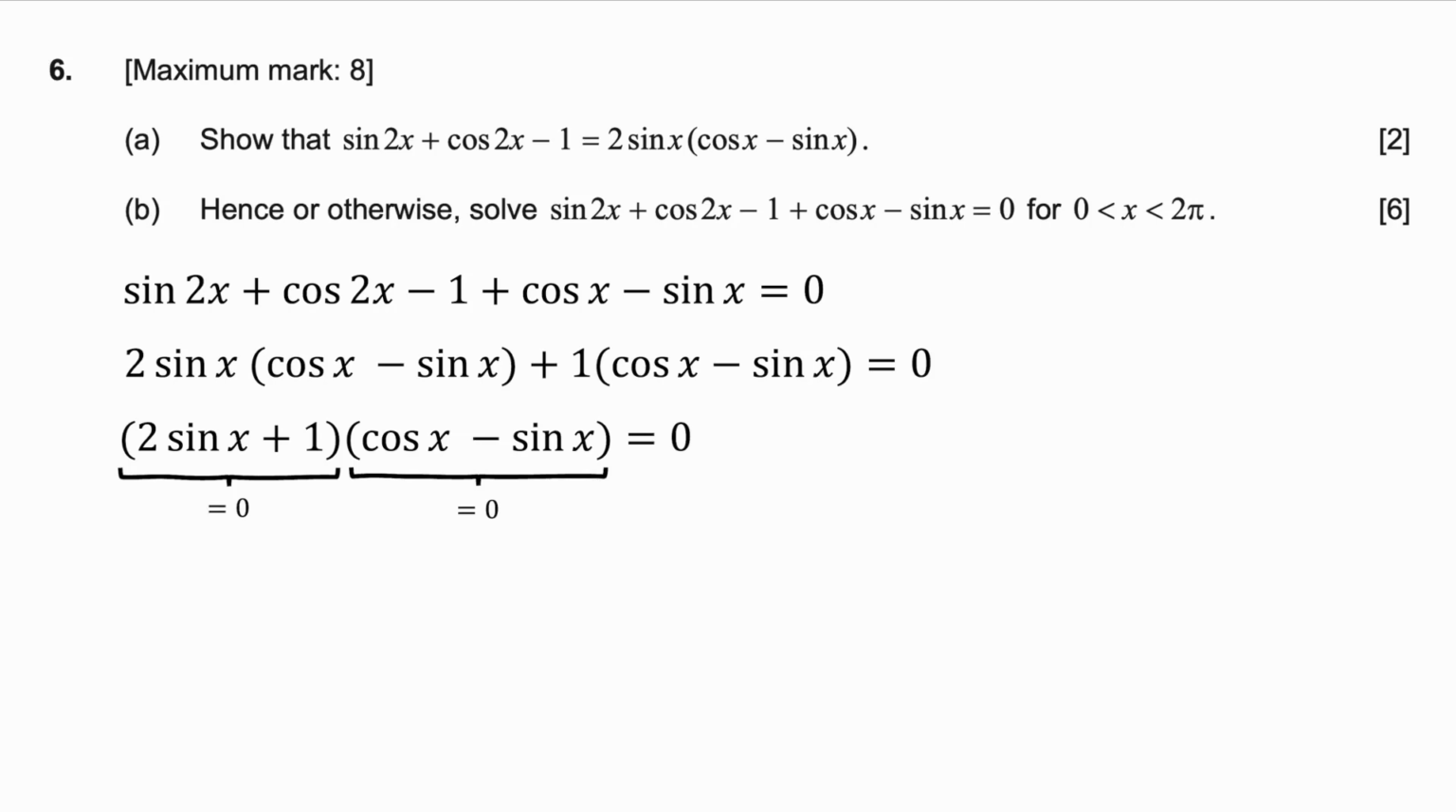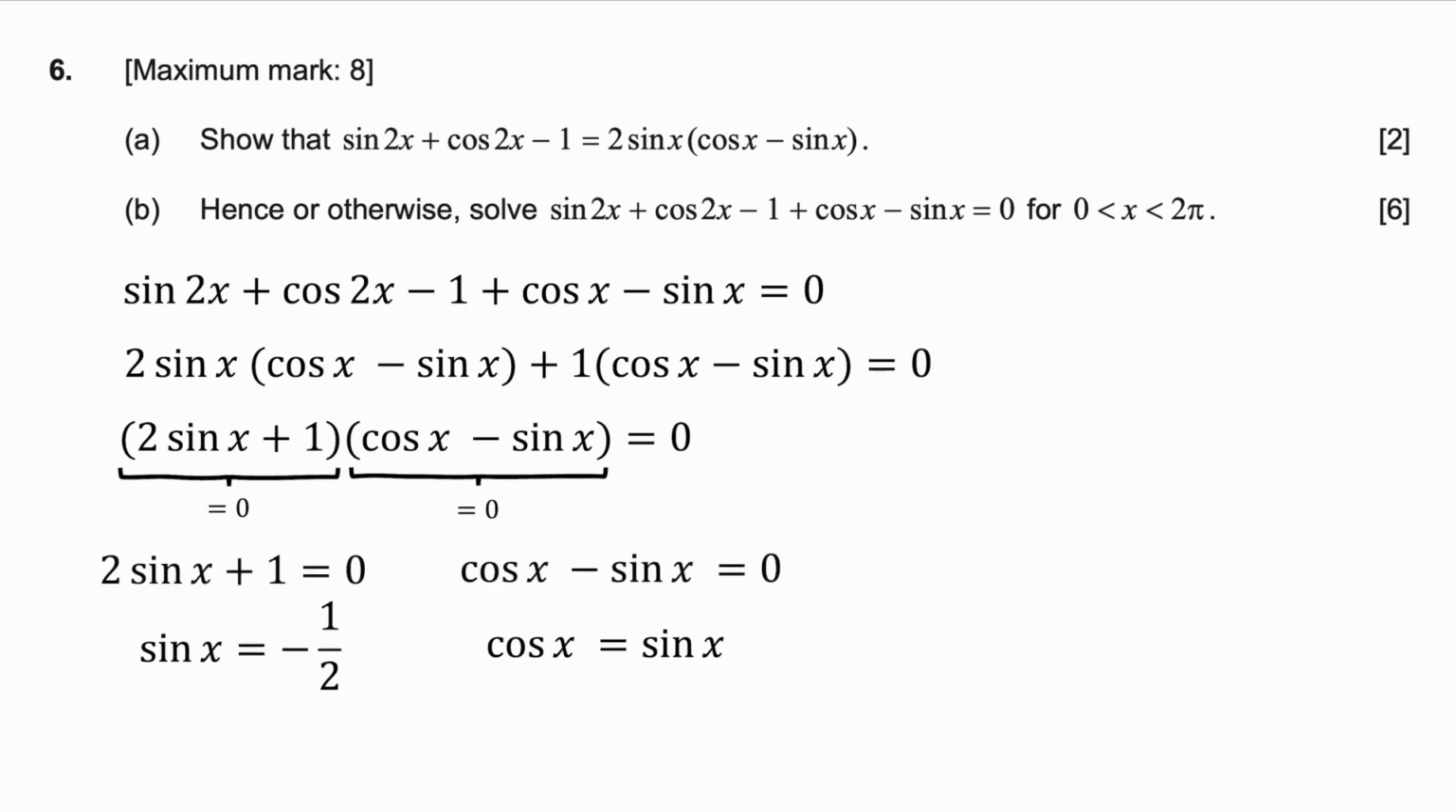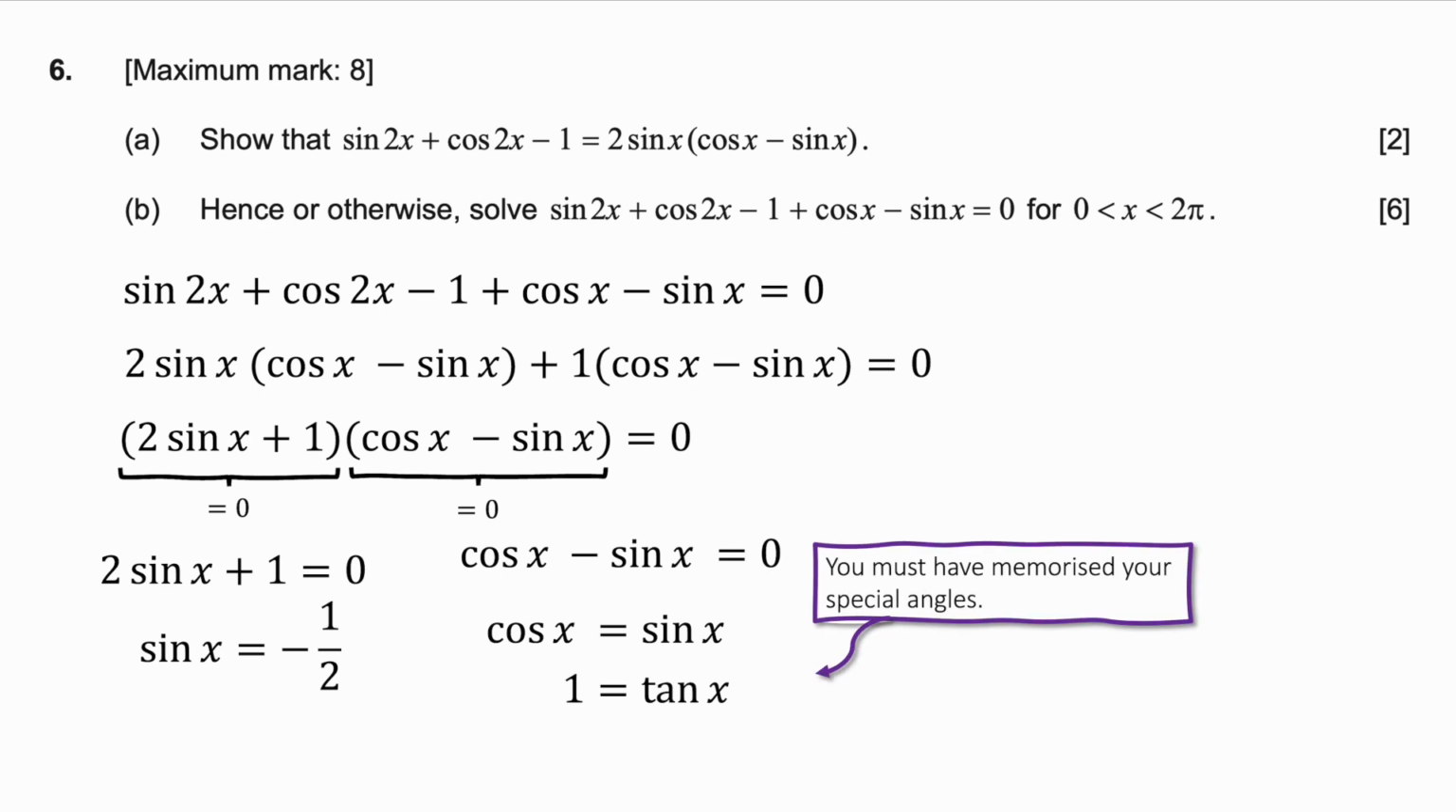So either the first bracket is equal to 0, and therefore you can write 2 sin of x plus 1 is equal to 0, or the second bracket is equal to 0. Cos of x minus sin x is equal to 0. I'm going to solve these equations. So the first one we divide by 2, sin of x equals minus half, and we move the half to the other side as well. Move the sin of x to the other side on the other one, and we divide by cos of x, and we get sin of x divided by cos of x is tan of x. So we've solved those equations using a little bit of algebra.